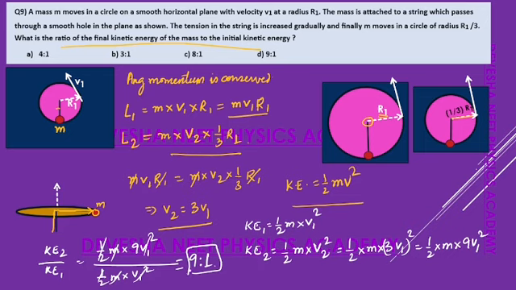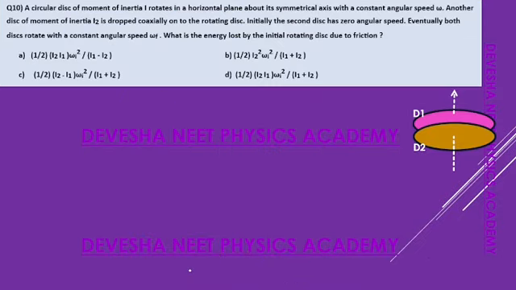Now we go to the next problem. In the next problem, similarly, it is given that a circular disk of moment of inertia I rotates in a horizontal plane about its symmetrical axis with a constant angular speed. So disk 1 has a moment of inertia equal to I1.